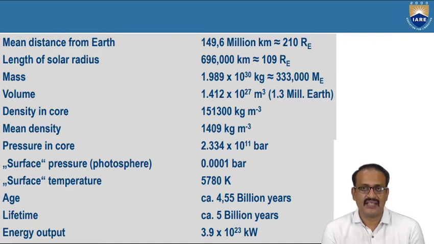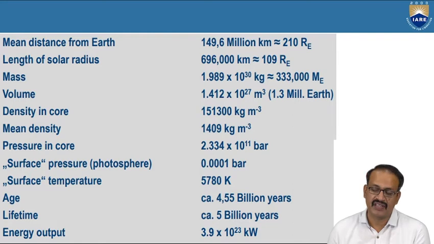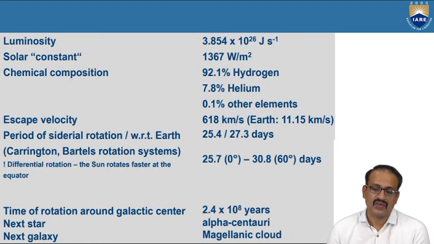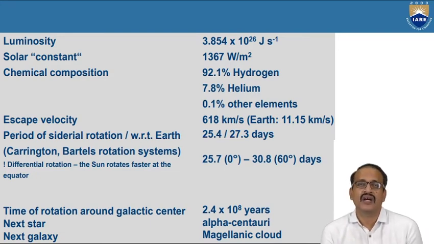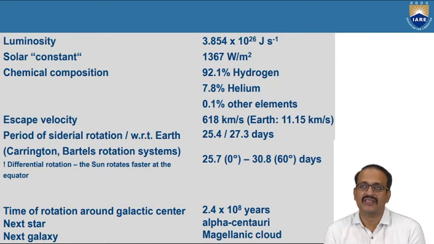And the age is 4.55 billion years, and the remaining lifetime is about 5 billion years. And the energy output is 3.9 into 10 power 23 kW. What is the luminosity? It is 3.854 into 10 power 26 J/s. And the solar constant is 1367 watts per meter square.